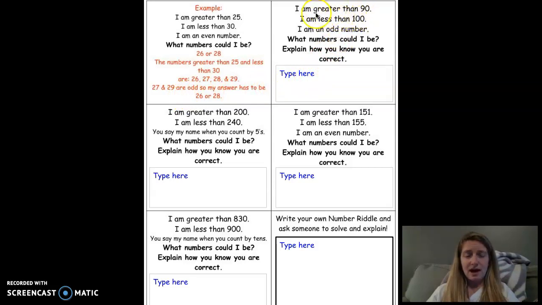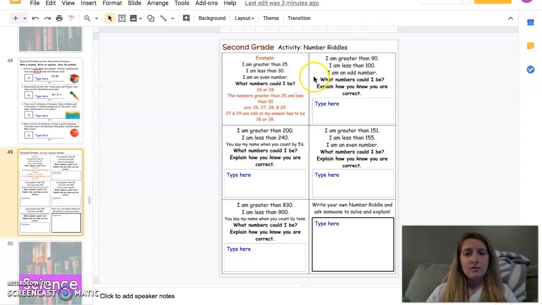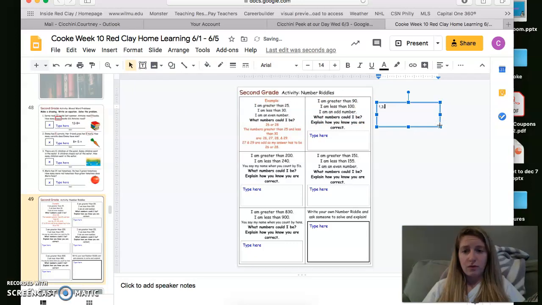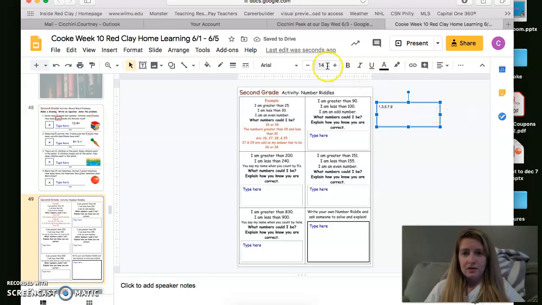All right, so let's look at this one. I'm greater than 90. I am less than 100. So it's going to be 91, 92, 93, 94, 95, 96, 97, 98, 99. And it's odd. What numbers could I be? So remember I said evens were my 0, my 2, 4, 6, and 8. Well, your odd numbers are numbers that end in 1, 3, 5, 7, and 9. So let's make that bigger. So those are your odd numbers.